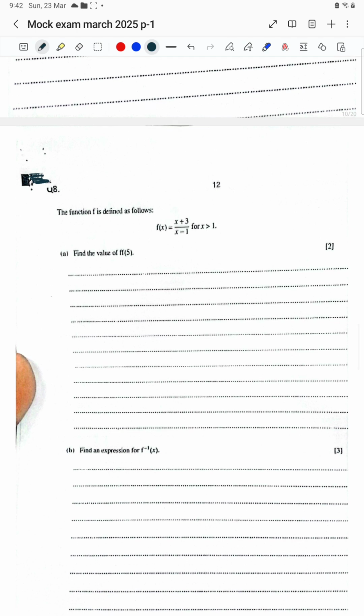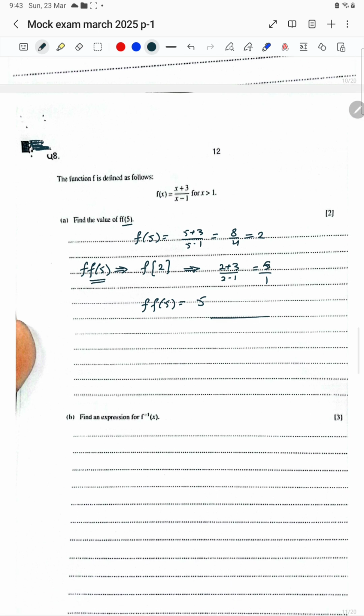Here, question 8, the function f is defined as follows. f of f of 5. So first find f of 5, because this is 5 plus 3 over 5 minus 1, 8 by 4, that will be 2. So f of f of 5 means f of 2, because f of 5 is 2. So now it will be 2 plus 3 by 2 minus 1, that is 5 by 1. So f of f of 5 is going to be 5. This is the 2 marks, easy question.